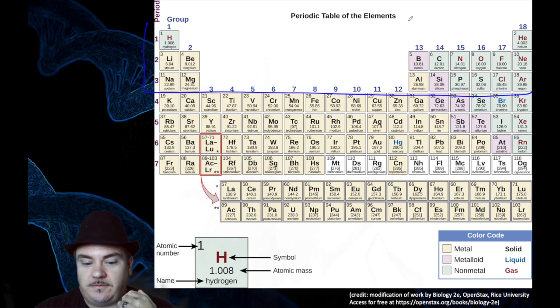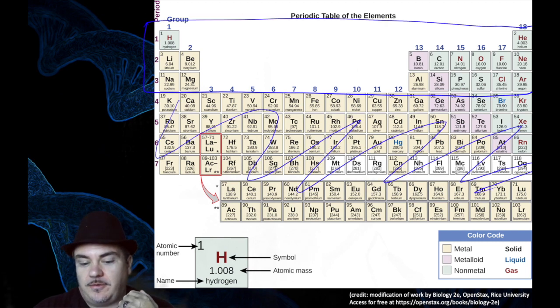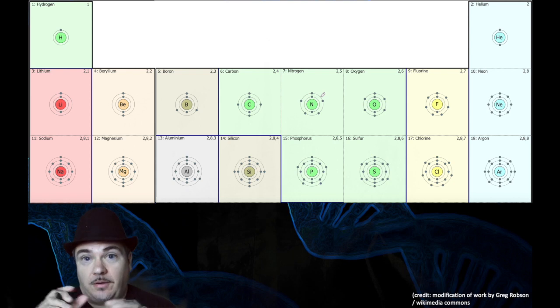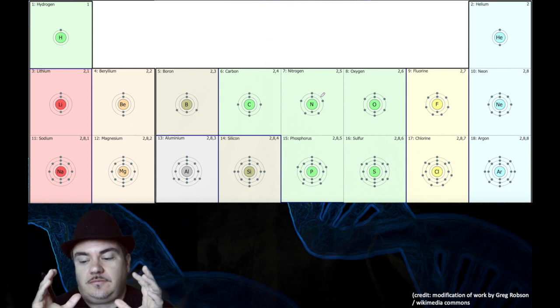We're going to look at just these first 3 rows here. We're going to ignore the whole rest of the periodic table. And we're going to take these 3 rows and squish them together. Okay, so if we do that, then it would look like this. Now, in this version of the periodic table, I also have a little model of the atom.